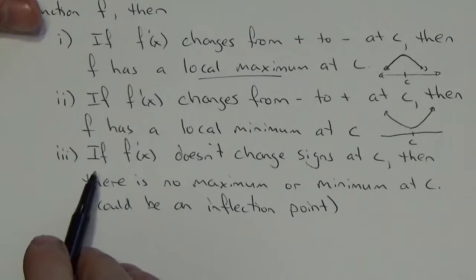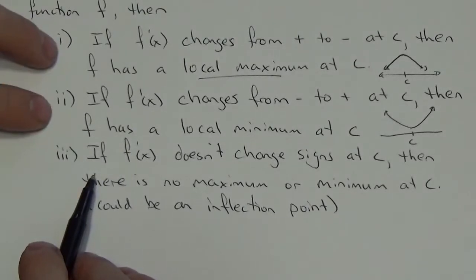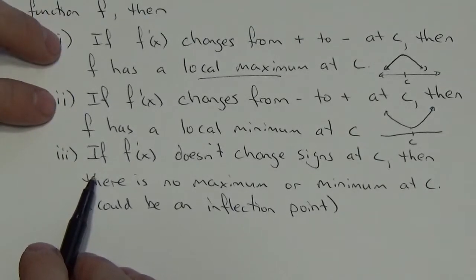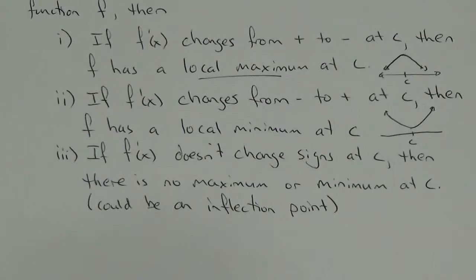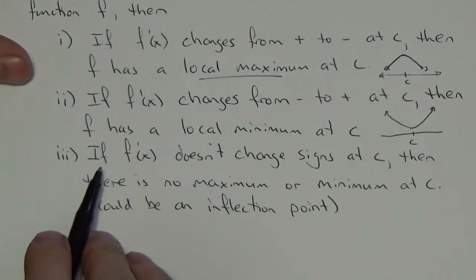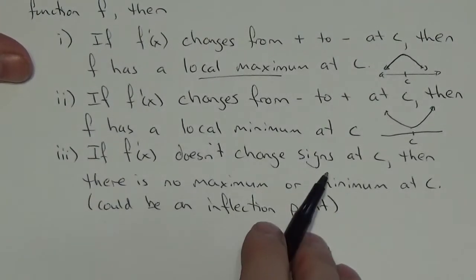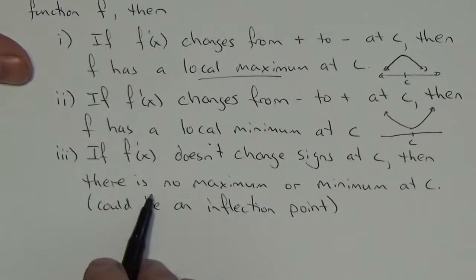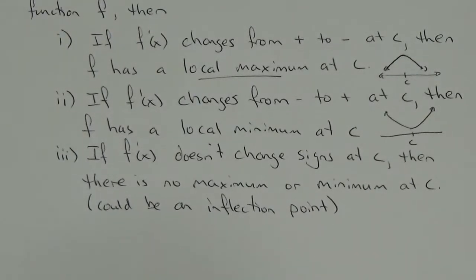And now finally, it is possible that these don't happen even though c is a critical number. If the derivative doesn't change signs at c, then there's no maximum or minimum there. And I hope that makes sense to you, okay?